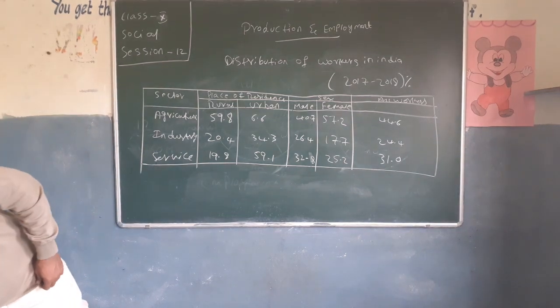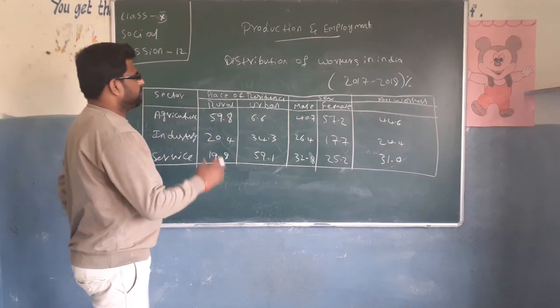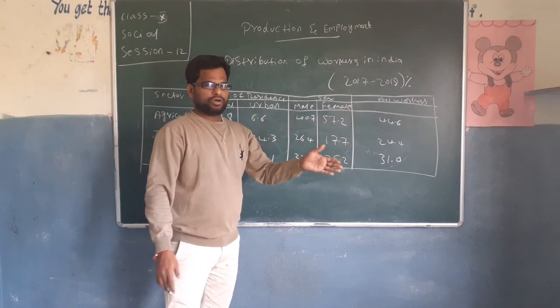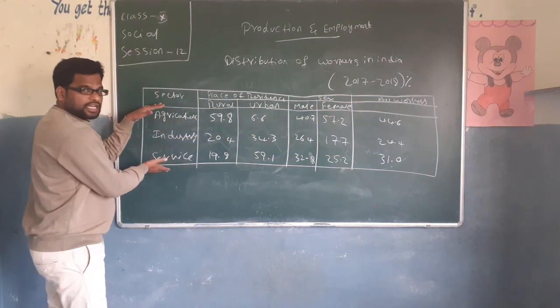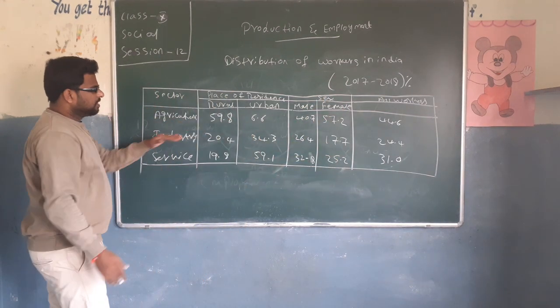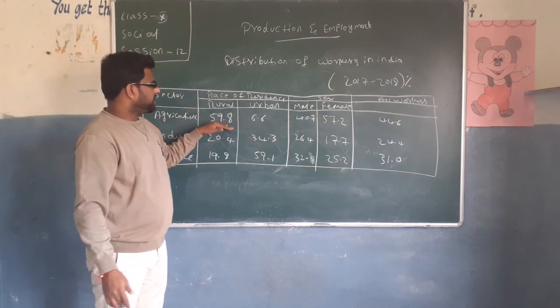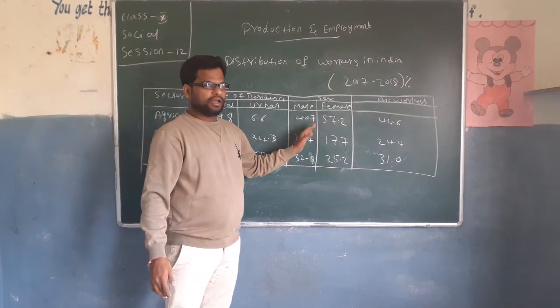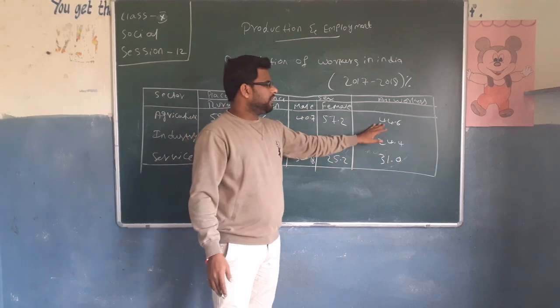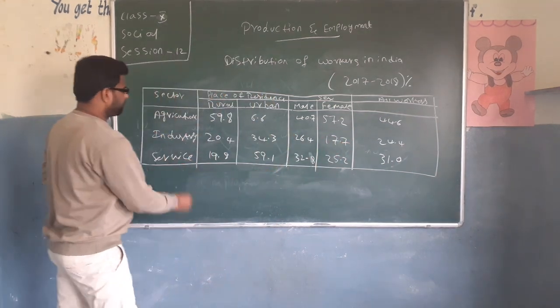Now observe, in 2017-18 there are 3 sectors: agriculture, industry, service. Rural, urban, villages and city. Male and female, you forgot the men and women. Total employees. Now see how they divide it.